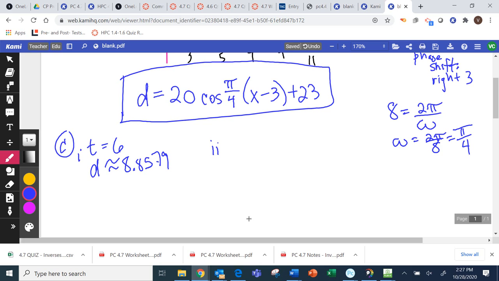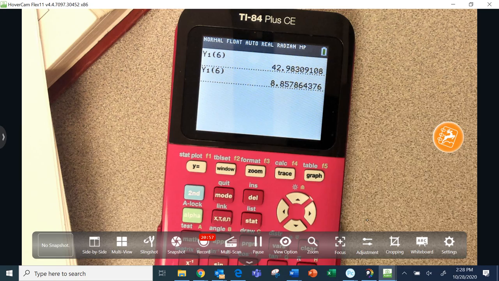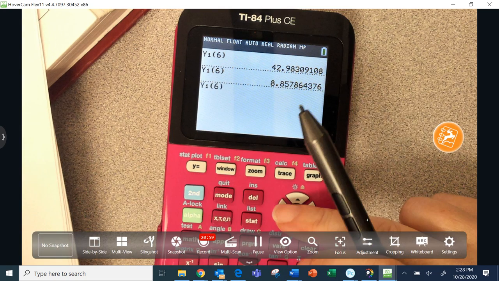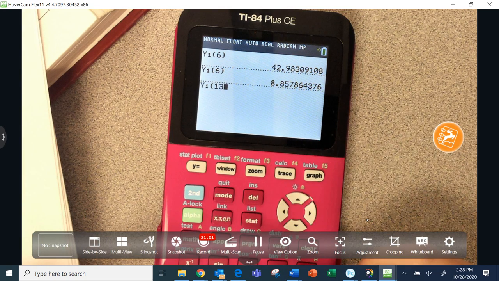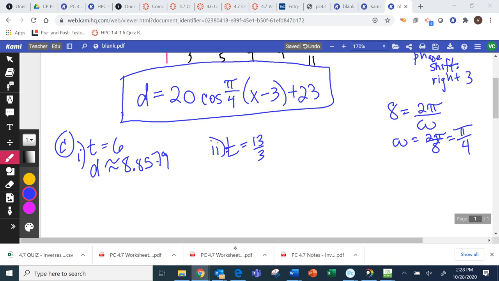The second one says when time is 4 1/3. I'm going to write it as 13/3. So all I'm going to do for that is get that exact same equation again and type 13/3 instead. And the answer is 33. So at 13/3 seconds, at 4 1/3, she is 33 feet above the ground.